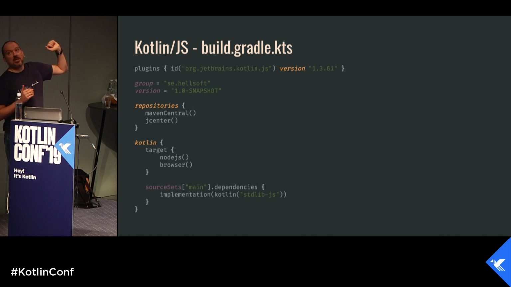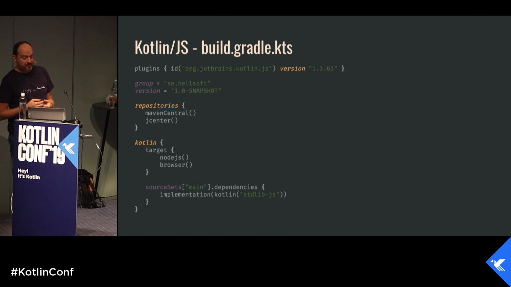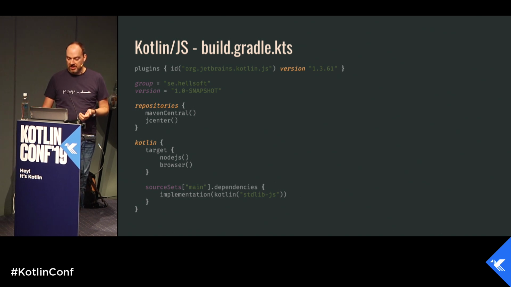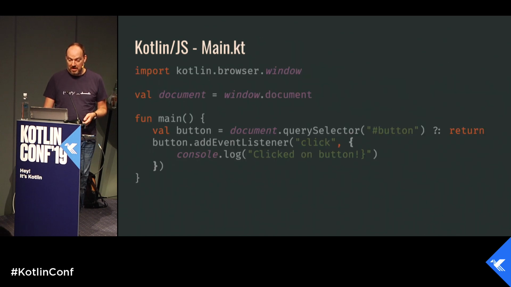You define the Gradle plugin you're going to use for your project, and you define your repositories, and then you have the Kotlin configuration where you say target this, and with this you want to have Node.js support because you might want to use an existing JavaScript library, and you're targeting the browser. The other alternative is targeting Node, so you run on the server side. And then you define your dependencies. So nothing strange there if you are used to Kotlin projects before.